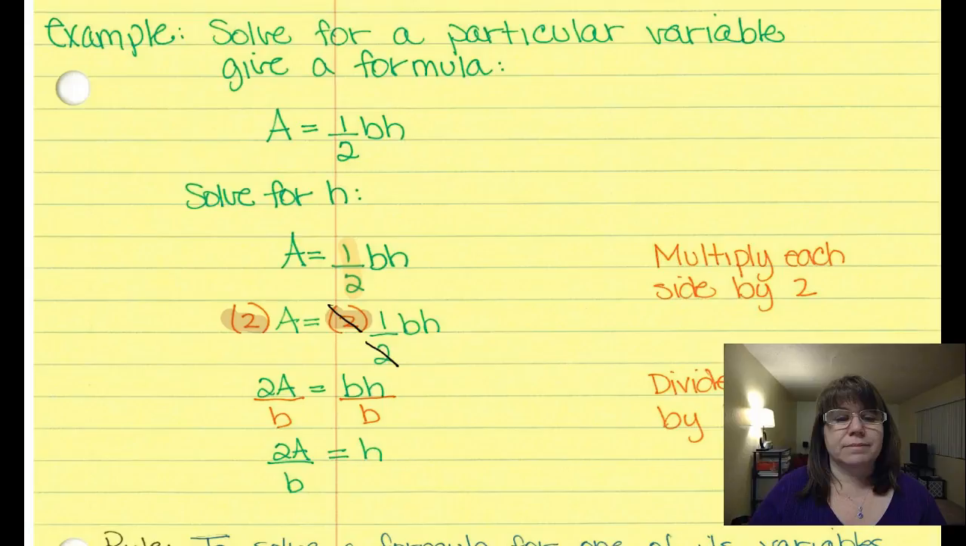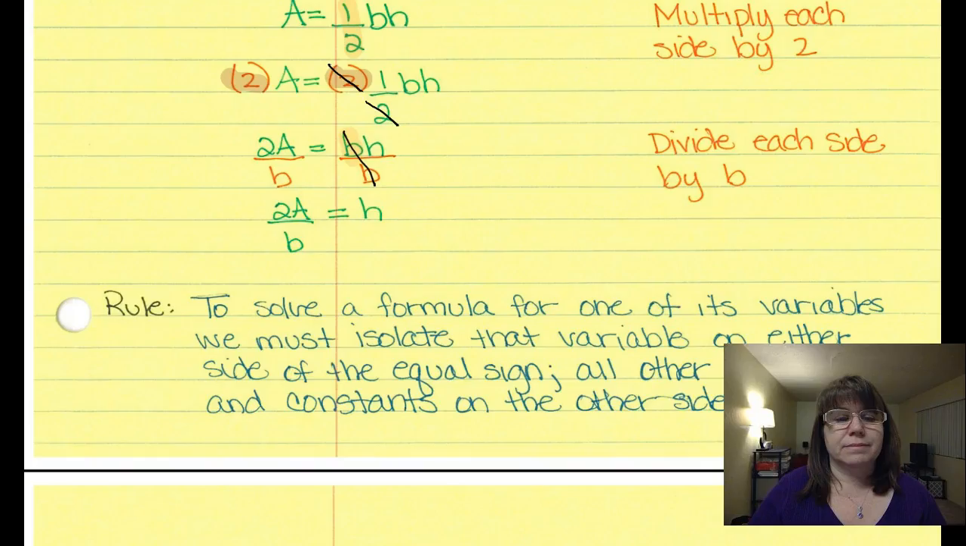But what else is now happening to H? Well, we're being multiplied by B, so if I divide by B, what I do to one side I have to do to the other side. So if I divide by B, then the B gets eliminated from the right-hand side and moves over to the left-hand side. So if I wanted to solve this for H, I would get it down to 2A over B equals H.